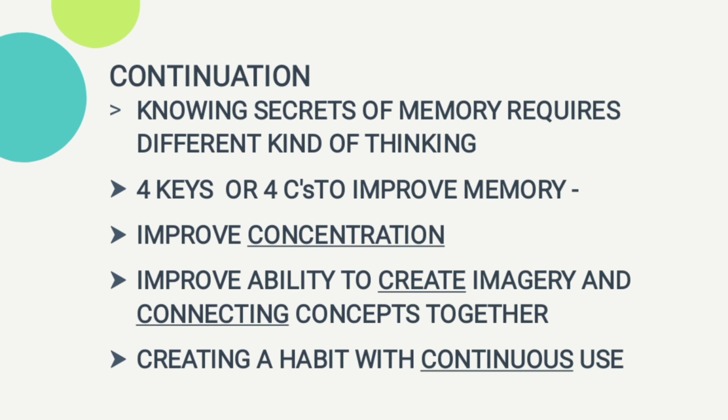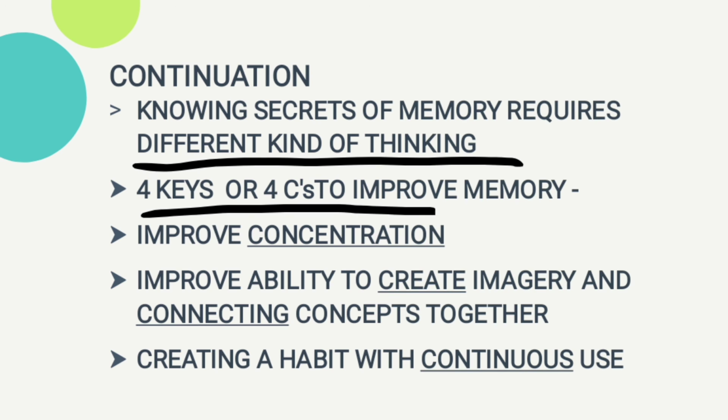We will see further continuation. Knowing the secrets of memory requires a different kind of thinking. There are 4 keys or C's to improve memory. Improve concentration, improve the ability to create imagery and connecting concepts together, creating a habit with continuous use. We will see further explanation of these 4 keys later. The underlined words are known as the 4 C's, which are the most important concepts to improve memory.